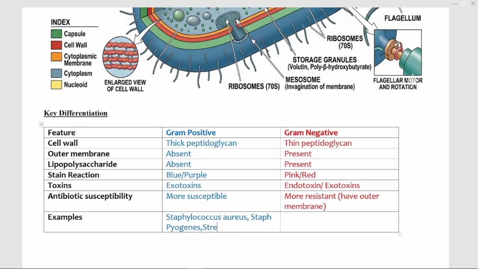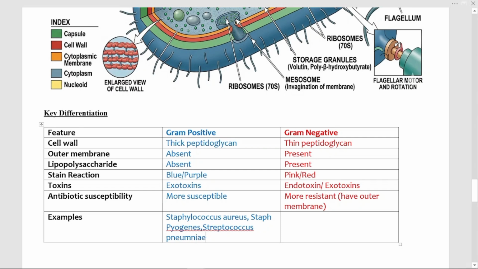You can also have the strep, like the Streptococcus. One of them is pneumoniae, very common. So the streps belong to gram positive. They've got the Enterococcus, also very common, especially amongst hospital acquired UTIs.